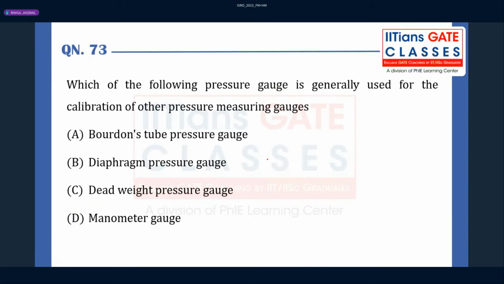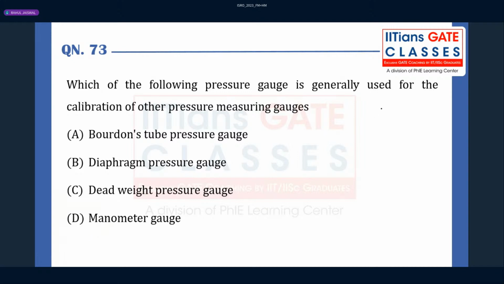Now, the next question will be the 73rd. Which of the following pressure gauges is generally used for calibration of other pressure measuring instruments? See, you might have seen the barometer, the piezometer, the manometer, but what is this new thing? It is not a very new thing, because the Bourdon tube pressure gauge, diaphragm pressure gauge and deadweight pressure gauge are already there.